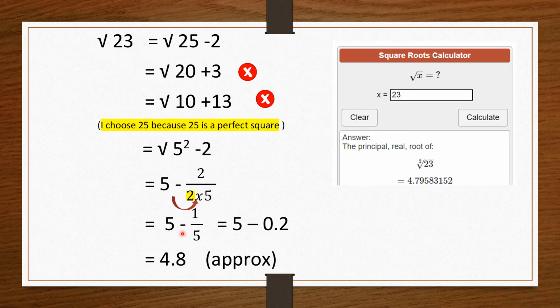So I am going to write it as 5 minus 1 by 5, and you know 1 by 5 is 0.2, and that is equal to 5 minus 0.2, which gives 4.8. Approximately the answer is 4.8.